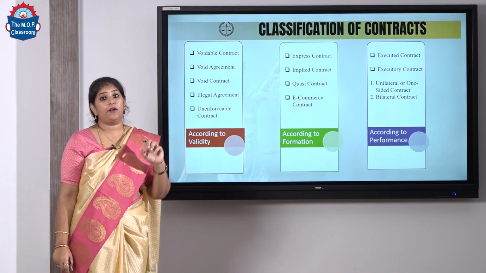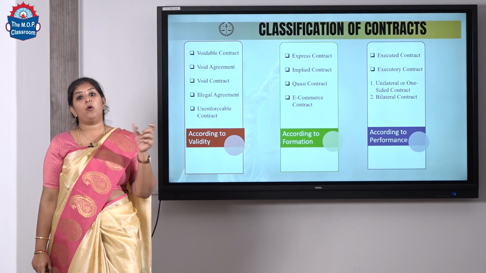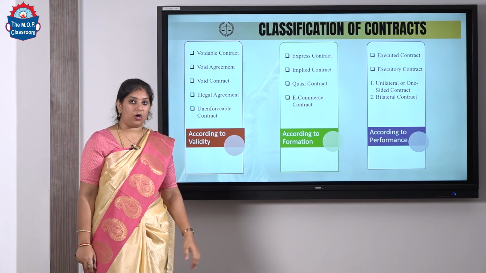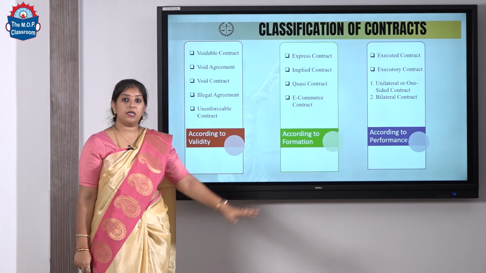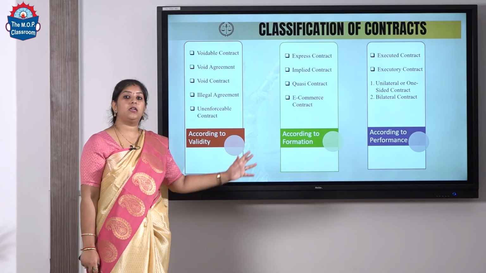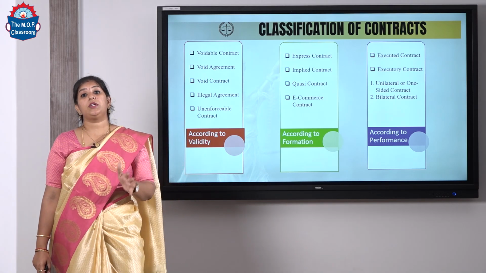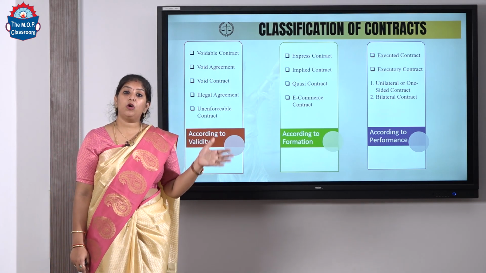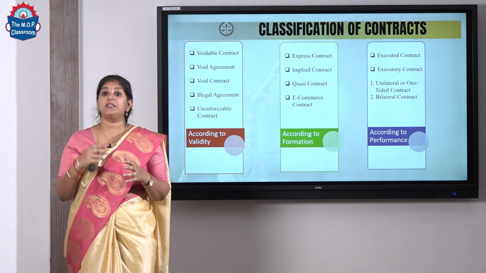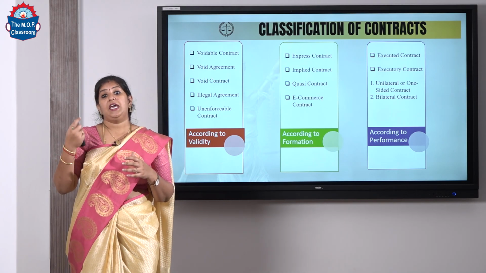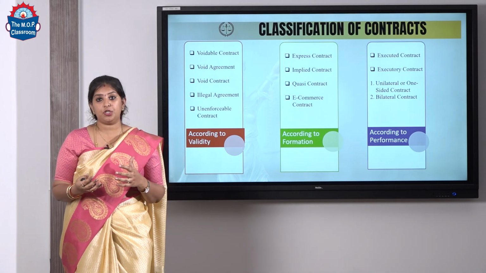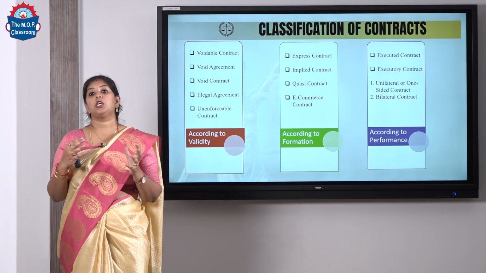Finally, it is the e-commerce contract. An e-commerce contract is when both the parties enter into a contract via the internet. Now we are moving on to the third one, that is, according to the performance. We have two things: one is executed contract and another one is executory contract. Executed contract means, as the name says, both the parties have already performed their legal obligation towards the contract. Executory means when both the parties of the contract are yet to perform their obligation, then it will be treated as an executory contract.